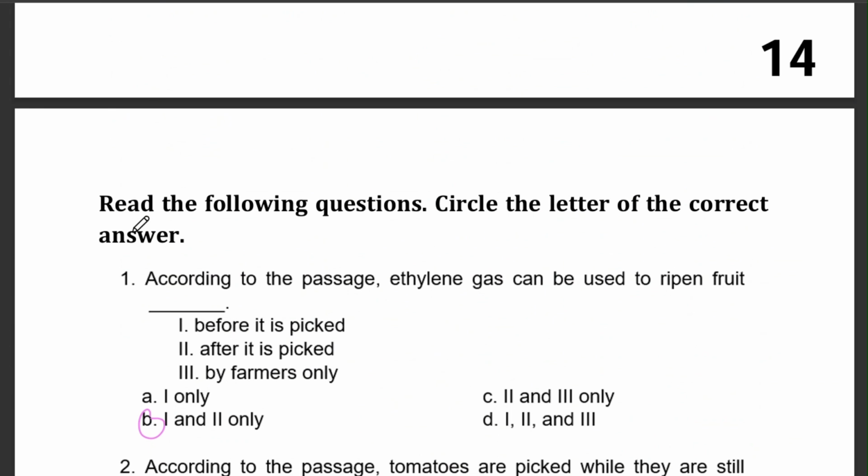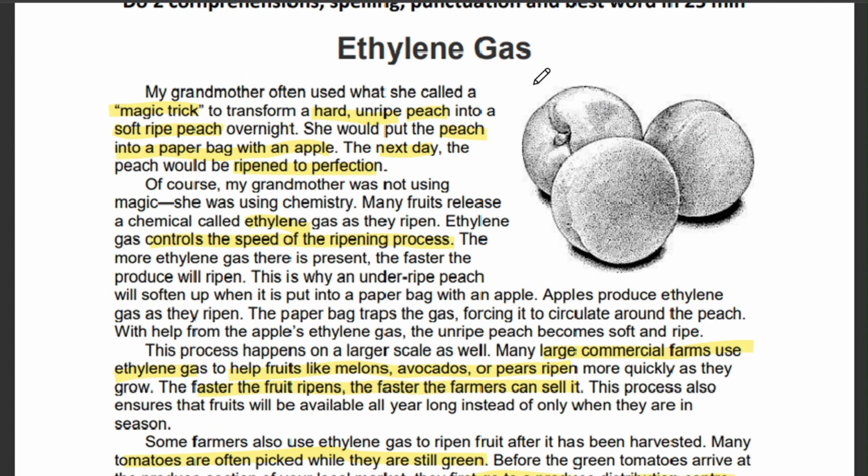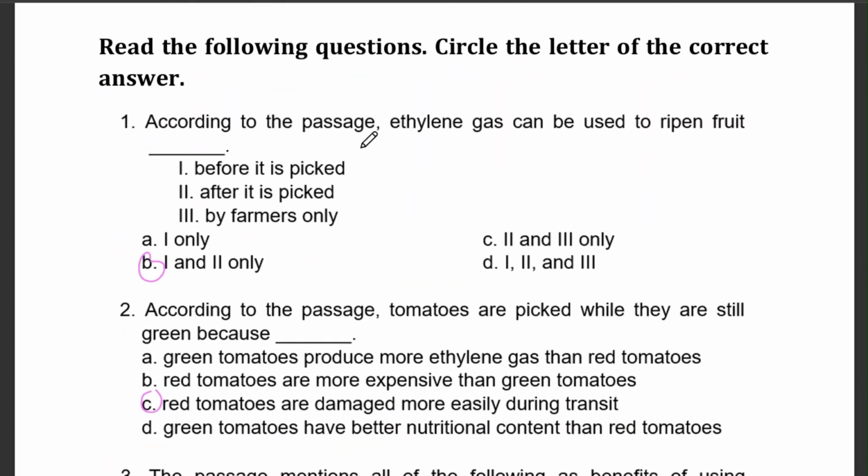Next is our English section. We will be doing a reading comprehension exercise about ethylene gas. Question 1. According to the passage, ethylene gas can be used to ripen fruit blank.